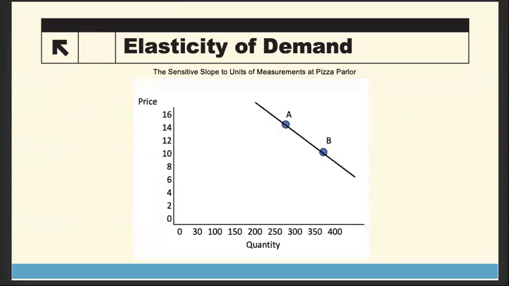This graph shows the sensitivity to units of measurement, for example, at a pizza parlor. Let's take a look at this example. The price of pizza falls from 14 pesos to 10 pesos per large pizza, from point A to point B. It raises the quantity demanded at the pizza parlor from, for example, 280 to 360 per week.